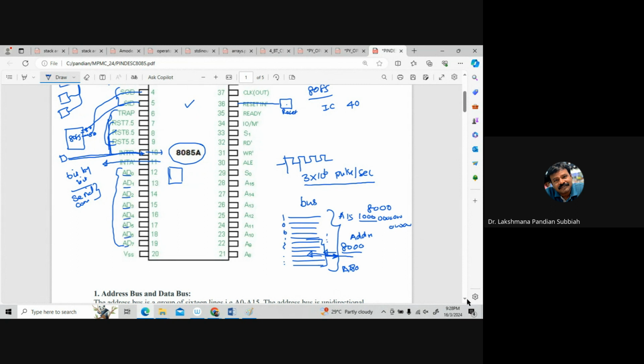Then the remaining address pins are A8 to A15. This 8-pin group and that 8-pin group combine together to give the 16-pin bus. The bus is the address or data bus.